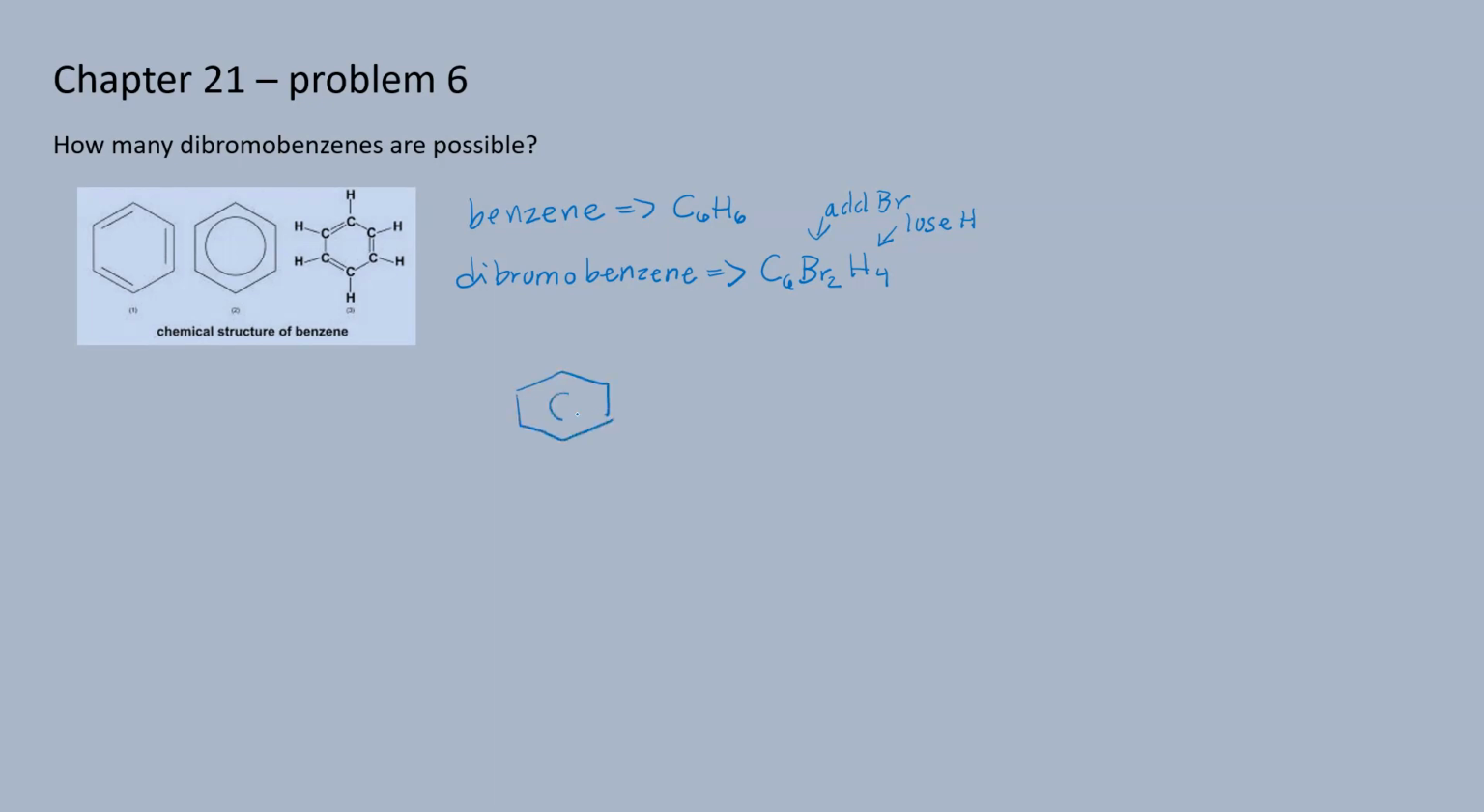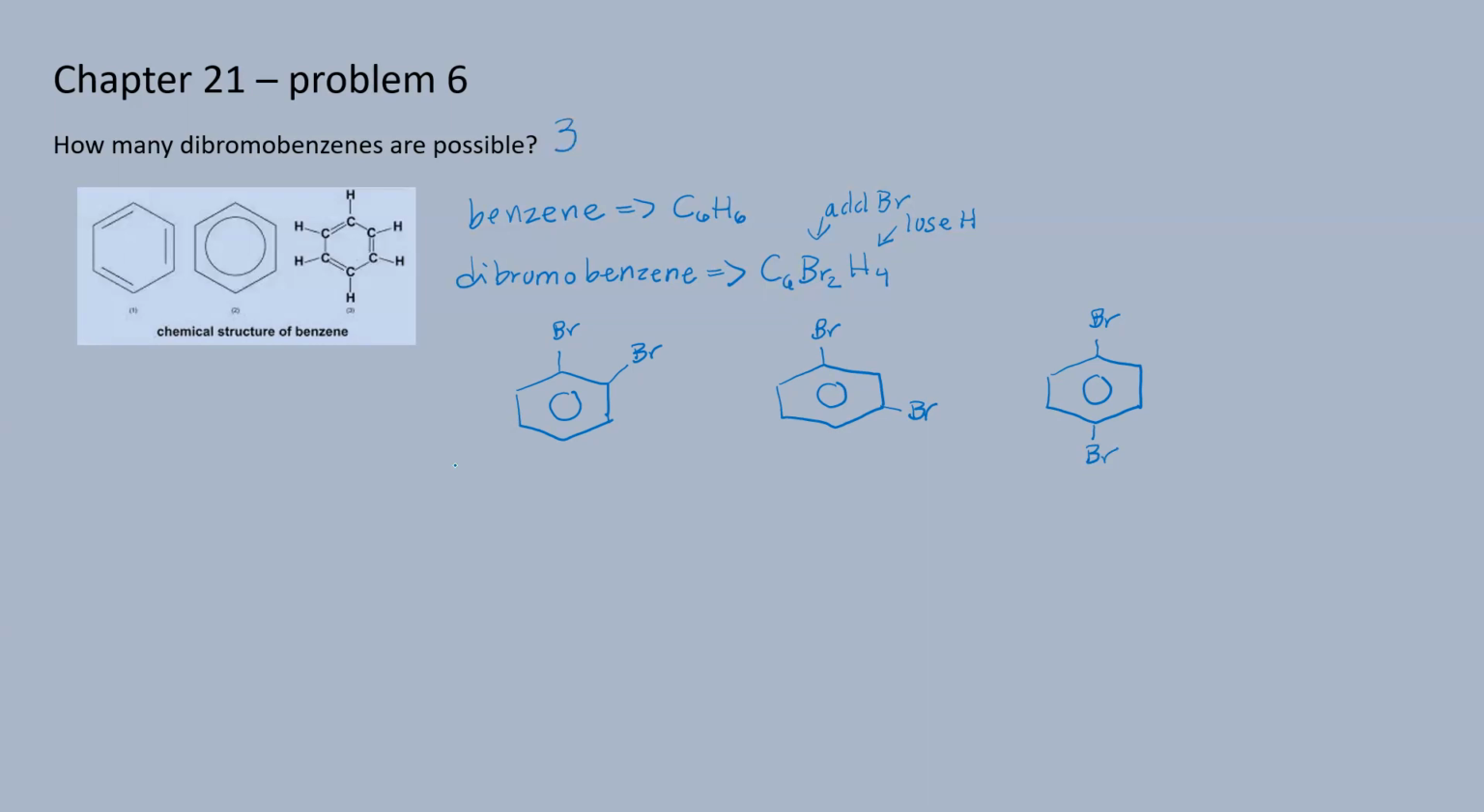So I'm going to use the circle. We could put the bromines right next to each other. We could separate them by 1 carbon. Or we could put them on opposite carbons. So the real answer is 3.